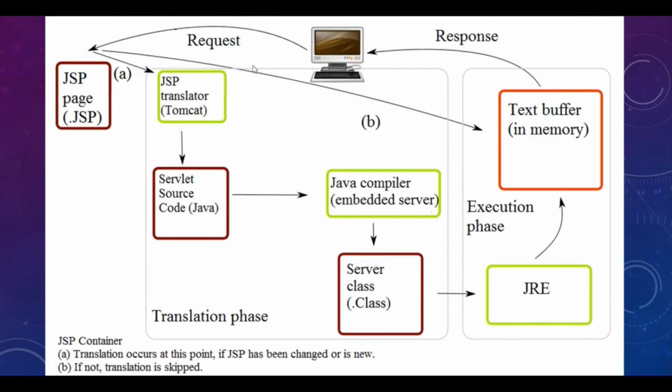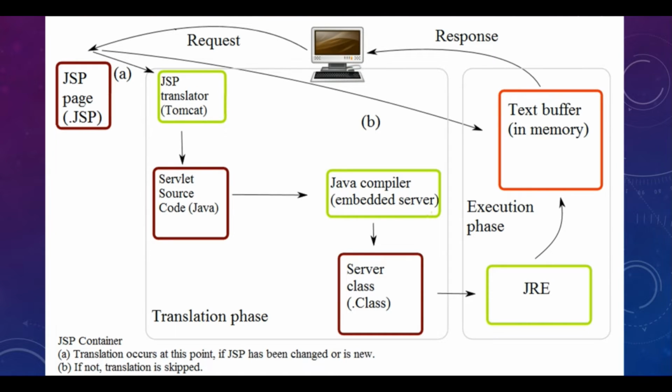As you can see, this is the JSP container. Here, the Tomcat will act as a JSP translator and it will convert the JSP page, the .jsp file, into Servlet source code or .java file. Then, the embedded Java compiler of the Tomcat server will again convert the .java file into .class file, which will be converted into text buffer using the Java Runtime Environment JRE, and this text buffer will be sent to the client machine as a response. In this way, JSP will work with the Tomcat server.